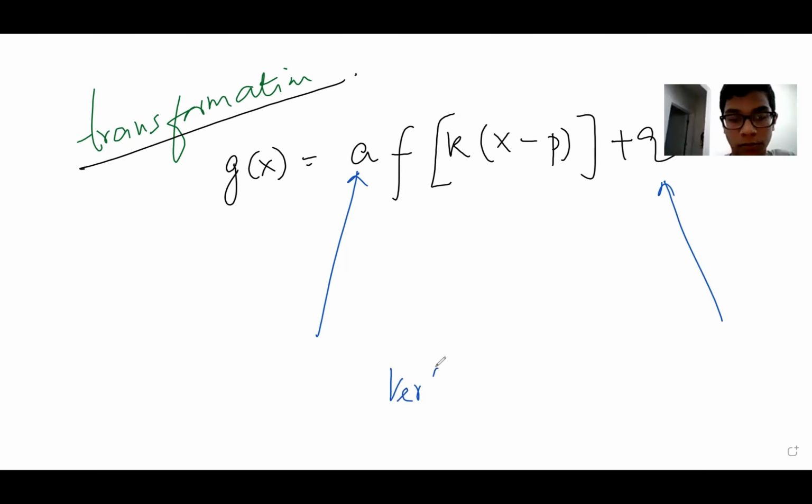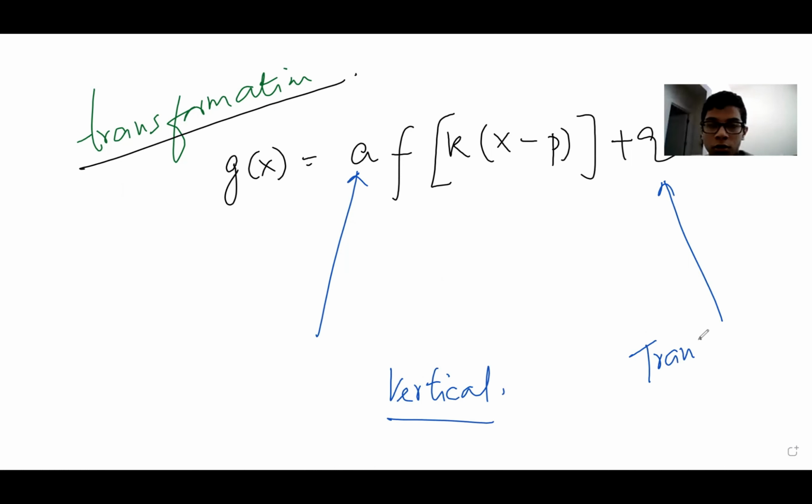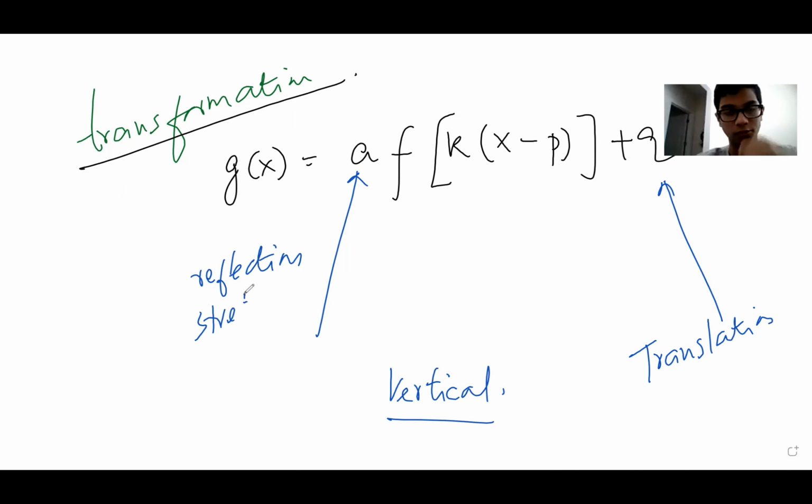Where a and q refer to vertical, correct? Where q is basically translation. And a is reflection, stretch, or compression, correct? This is all vertical.